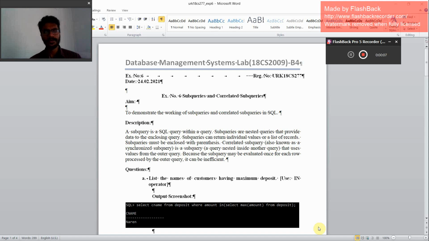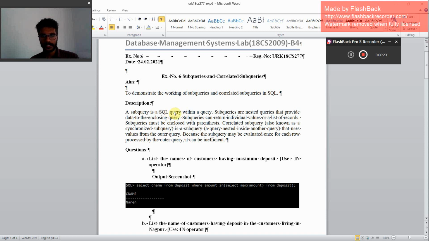Today I'm going to explain the sixth experiment of the database management systems lab. The sixth experiment is on subqueries and correlated subqueries. The aim is to demonstrate the working of subqueries and correlated subqueries in SQL.